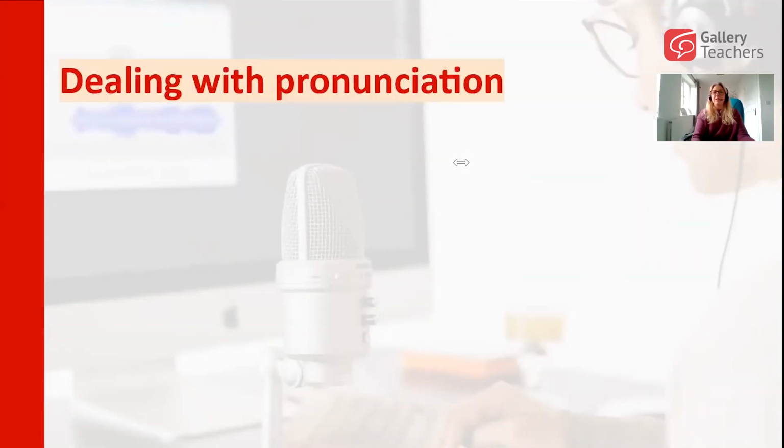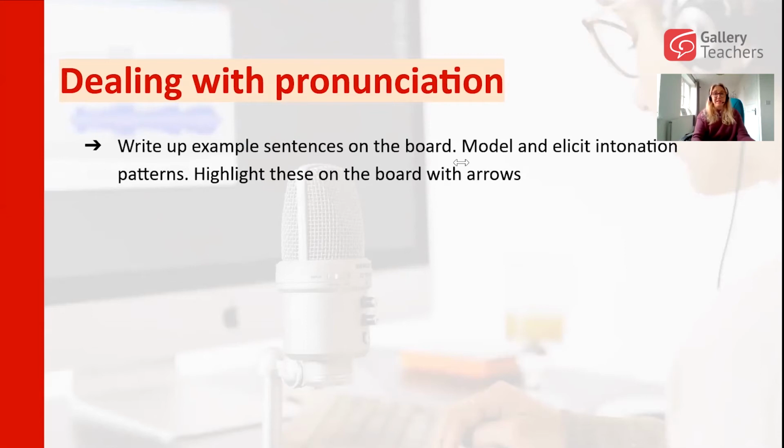Okay, so this is where we would deal with the pronunciation. So when you're teaching functional language, pronunciation is pretty important. So you've got your example sentences up on the board. Okay, you make sure to highlight any patterns. So for example, think about the language that was in the listening extracts. We had how about, we had should, and we have could. It's language for making suggestions.